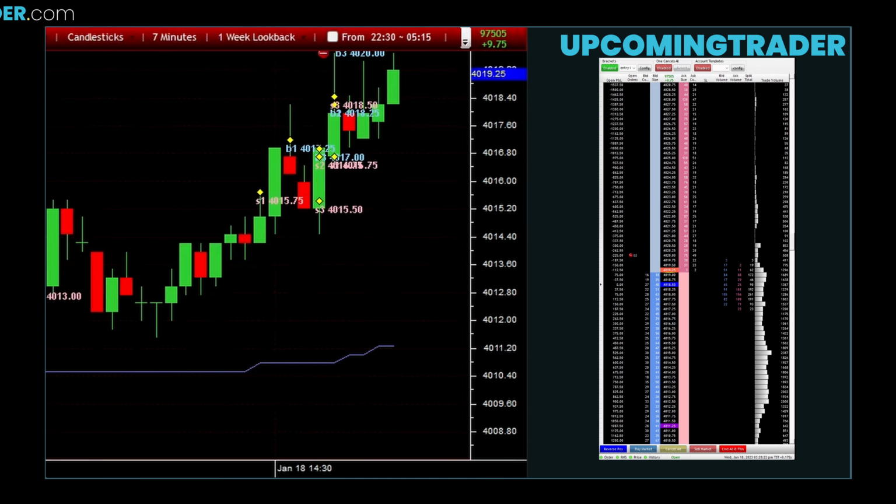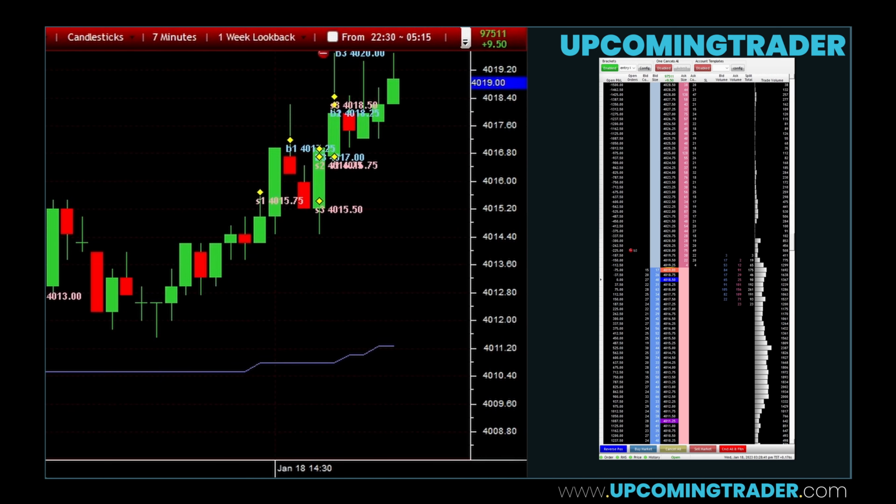Let us talk about using volume to identify breakouts. A breakout is when the price moves beyond a key level of support or resistance, and volume is critical to confirm that breakout. If a breakout happens on high volume, it is more likely to be a real move. This means there is strong participation from either buyers or sellers.